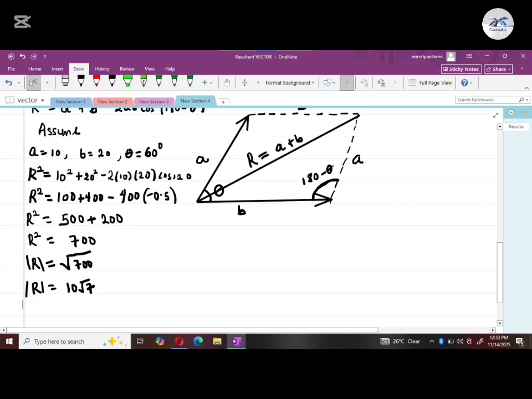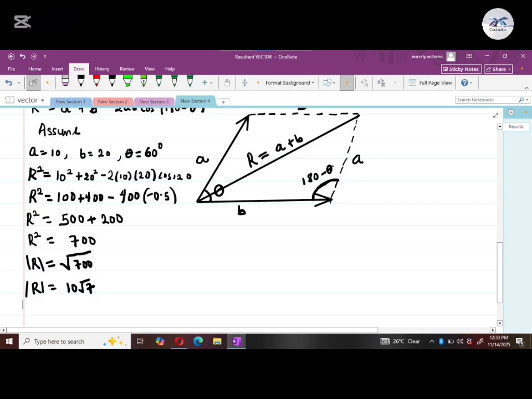When we evaluate, it means we'll have R squared equals 500 plus 200. And when we add 500 plus 200 together, we'll have R squared equals 700. When we take the square root of both sides, we'll have the absolute value of R equals the square root of 700, and the square root of 700 is 10 root 7. So with this, we have been able to find the magnitude of the resultant of those two vectors.